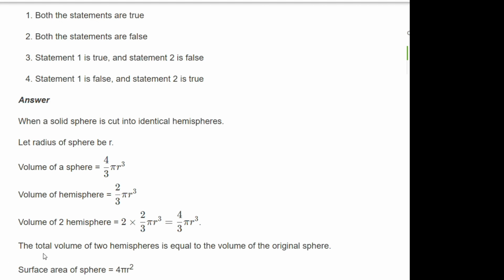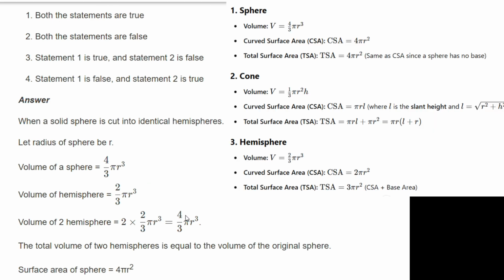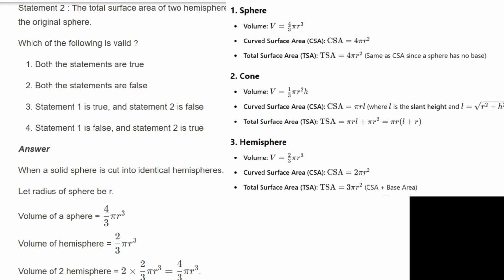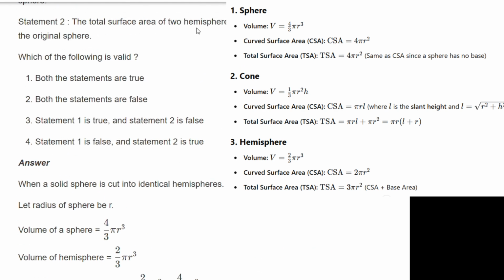Now given: the total volume of two hemispheres is equal to the volume of the original sphere. The total volume of two hemispheres is 4 by 3 pi r cube and the volume of the sphere is 4 by 3 pi r cube. Both are the same. So this is true.